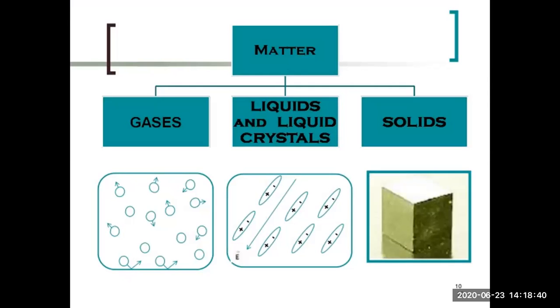Matter: gases, liquid and liquid crystals, and solids. So basically, right from the beginning, we used to divide each and every matter into three states, and this division is due to their composition of the atomic structure. So gases, as we can see, have a lot of distance between the molecules, and the solid is just composed.